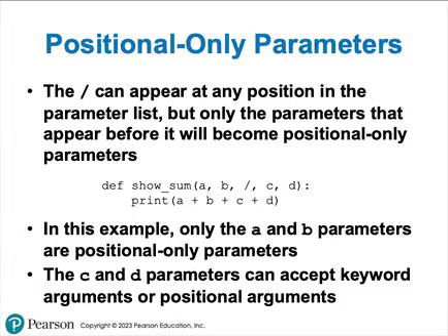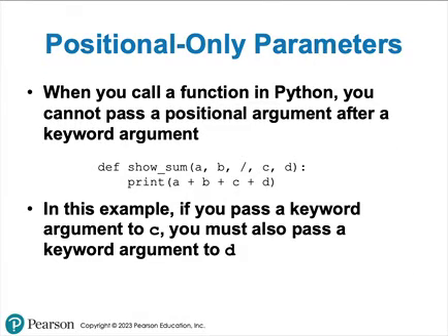Just like the asterisk, the slash can appear in different places. In this case, the first 2 arguments, A and B, are positional only, but C and D can either be positional or keyword arguments. So this is just another example that A and B are positional, C and D are keywords.